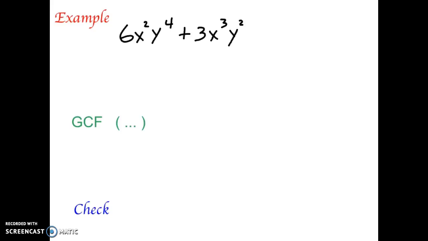In writing the answer out, we're going to write the greatest common factor in front of a set of parentheses, and then we're going to put each of the quotients inside the parentheses.